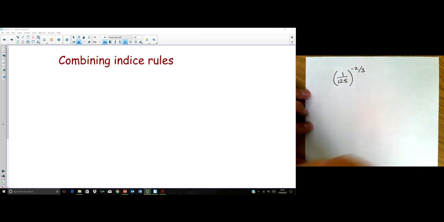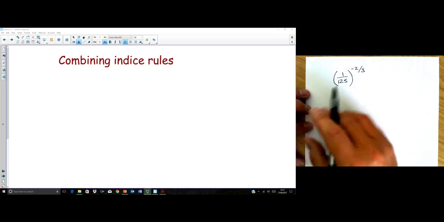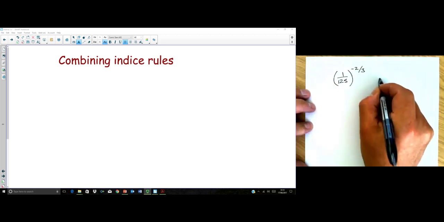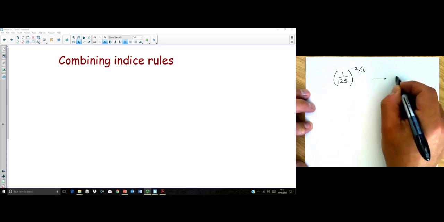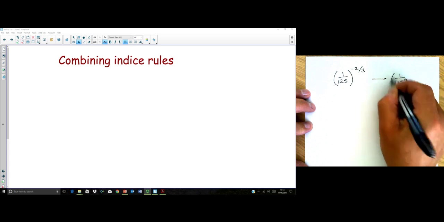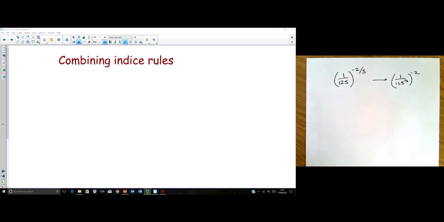Okay, so using the same rules as we did last time, we're going to take it step by step. Okay, so 1 over 125 to minus 2 over 3. Well, we could write that as 1 over 125 to the third, to minus 2. Now, when you're doing indices, one of the big tips is it's better to go small to start off with and then to raise the power.